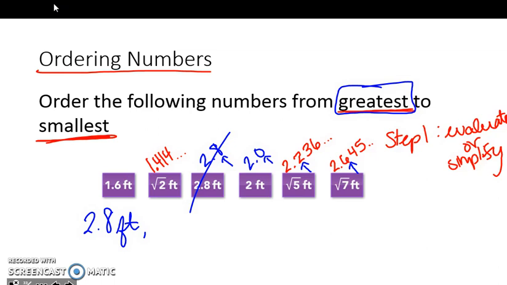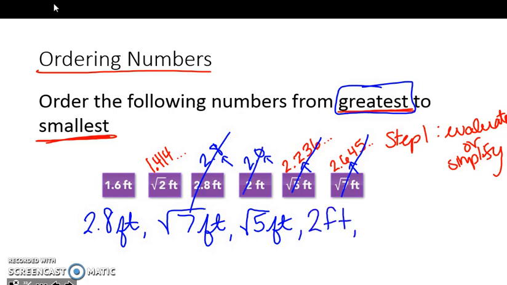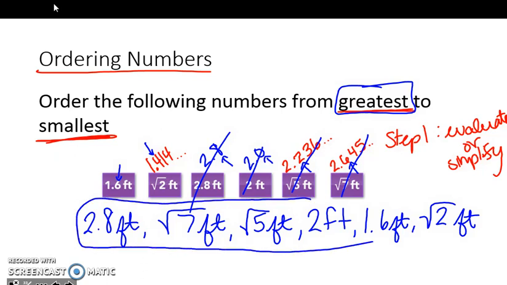I always like to mark through them as I go. Then 6 is going to be my next biggest, which is going to be the square root of 7 feet. Make sure you write it down as the original. 2 is going to be bigger than 0, so the square root of 5 feet would be next. That means 2 feet would be next. And then I have 1.6 or I have 1.4. Okay, hopefully you know that 6 is bigger than 4, so 1.6 feet would be next, which leaves the square root of 2 feet at the end. So this is my final answer. Those are ordered from the biggest to the smallest. You have to use the original values in there.